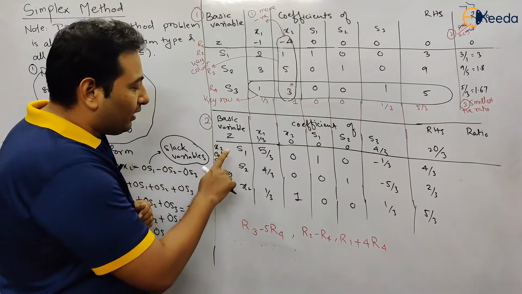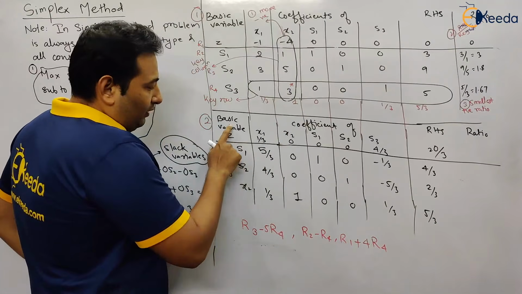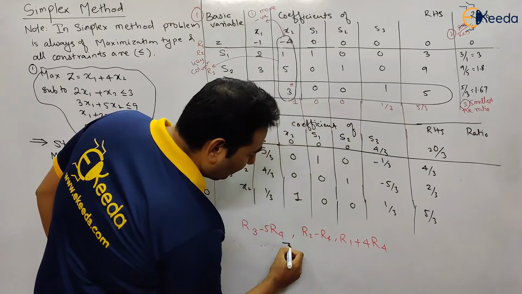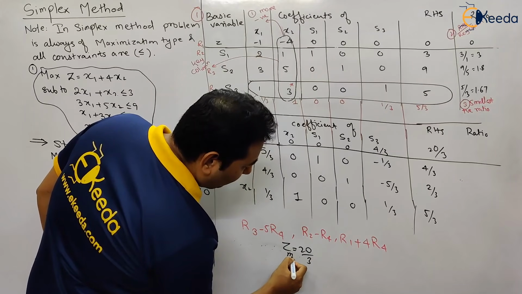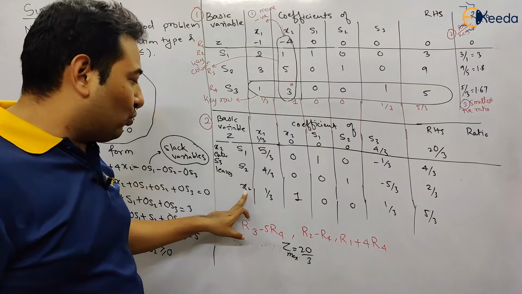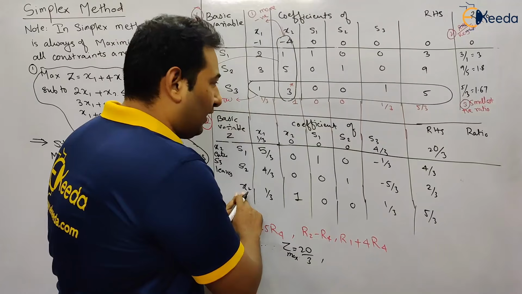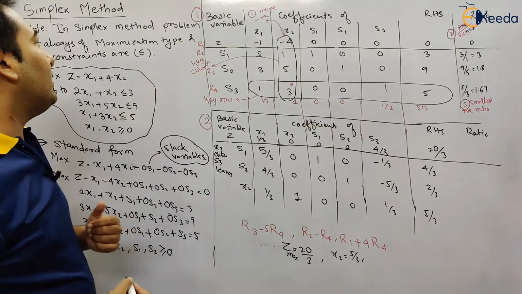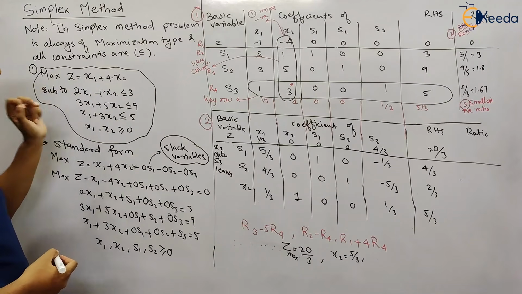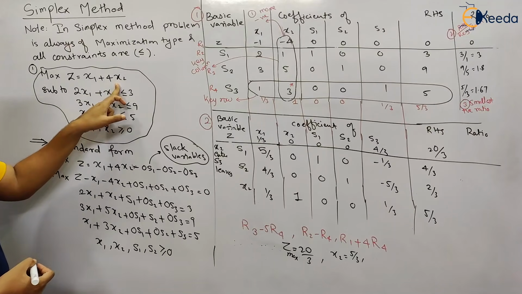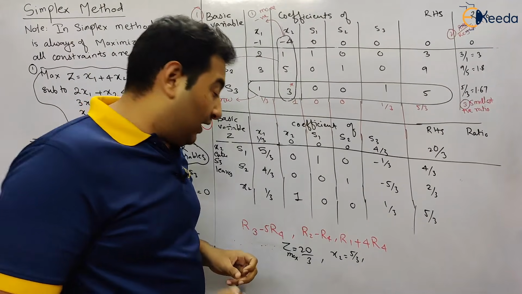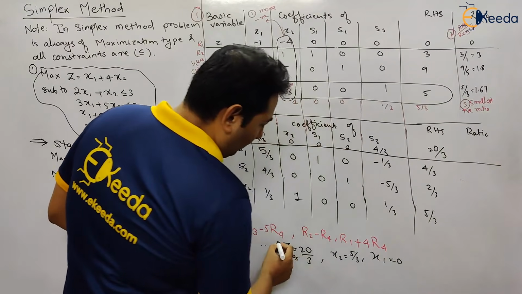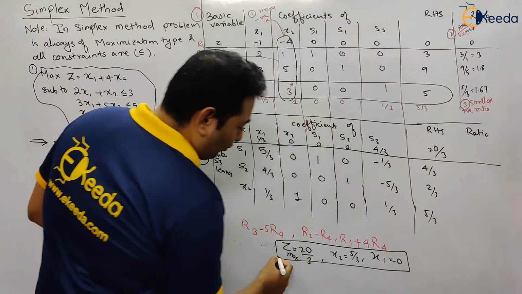And what is the solution? See here, in front of Z, we have 20 by 3. So this is the value of Z, that is 20 by 3, and obviously it will be a maximum value. Next, X2. In front of X2, in the RHS part, we have 5 by 3. One more thing we need to find out. We want X1, X2 and Z. We got the value of Z, we got X2, we are still left with X1. X1 is not there, therefore the X1 value will be 0. So this is your required solution.